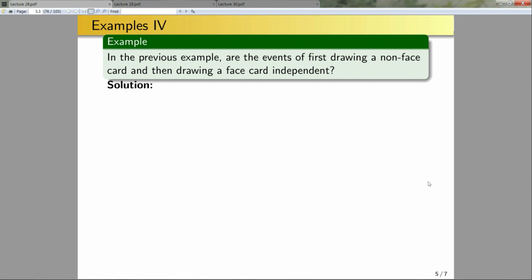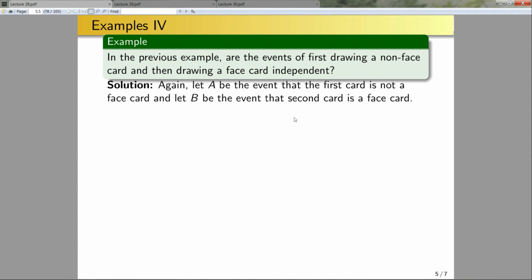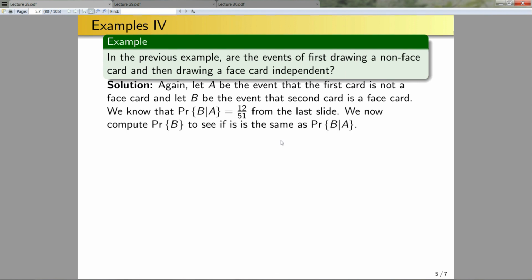Okay, so solution. Again, let A be the event that the first card is not a face card, and let B be the event that the second card is a face card. From the previous work, I know that the probability of B given A is 12 divided by 51. Okay, so I already know this. If I want to show independence, the easiest way forward at this point is to simply compute the probability that B occurs and see if it's the same as the probability of B given A. If it is, they're independent. If it's not, they're not independent.